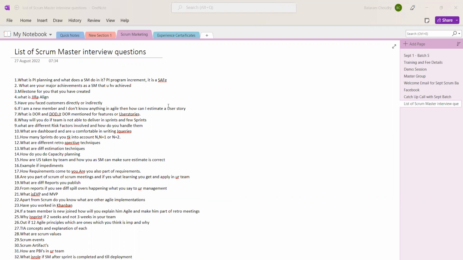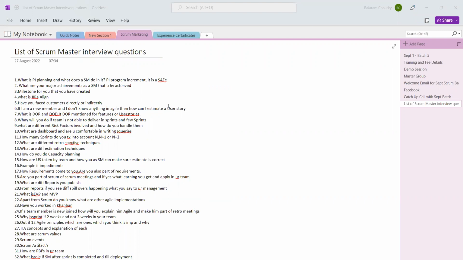What is Jira Align? Jira Align is also a plugin. It is also just like Jira, but it is not Jira. It is a plugin, or a tool, you can say, where every Scrum team tracks its dependencies and risks. Why is it used? Why can we not use just Jira itself?